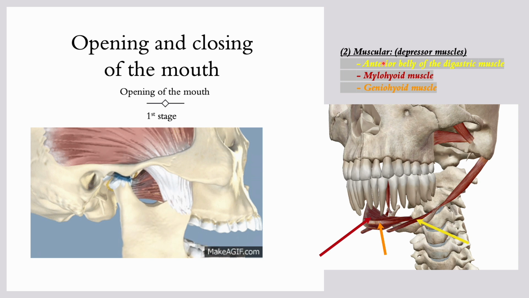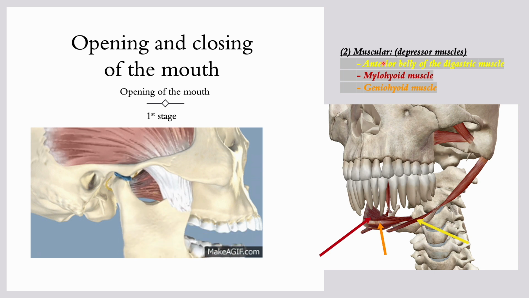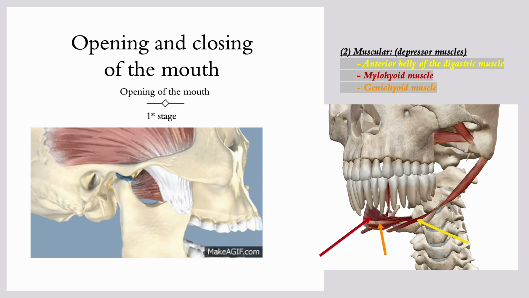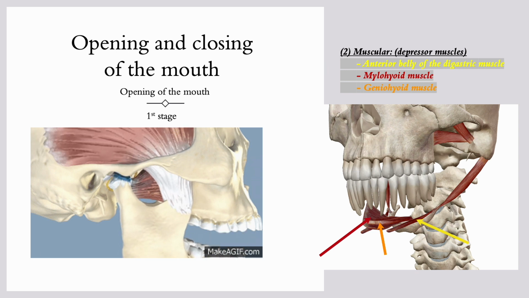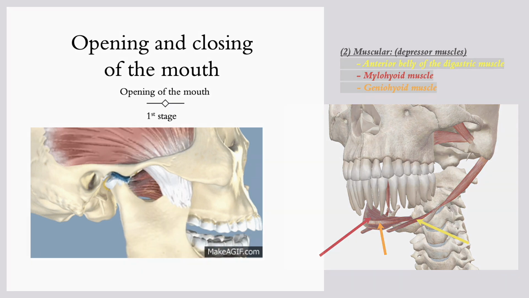Moving now to the muscular component in the first stage of mouth opening. Specific muscles work in harmony to lower the jaw, ensuring smooth rotational movement. Some of the depressor muscles, namely the anterior belly of the digastric muscle, the mylohyoid muscle, and the geniohyoid muscle, play important roles, contracting to pull the mandible downward, enabling the initial stage of mouth opening. These muscles facilitate precise and controlled mandibular movement, preparing the jaw for the transition into the next phase.